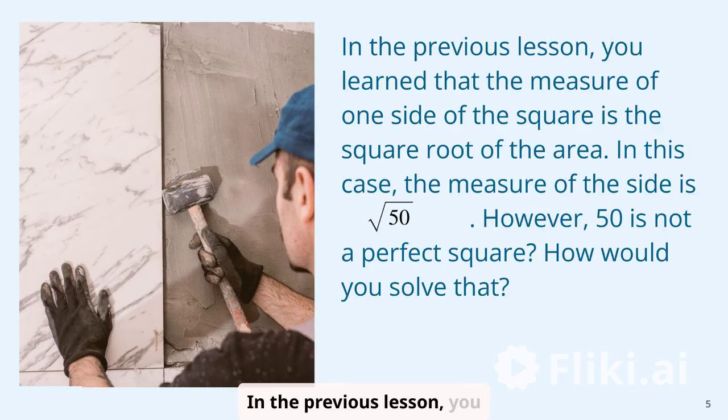In the previous lesson, you learned that the measure of one side of the square is the square root of the area. In this case, the measure of the side is square root of 50. However, 50 is not a perfect square. How would you solve that?